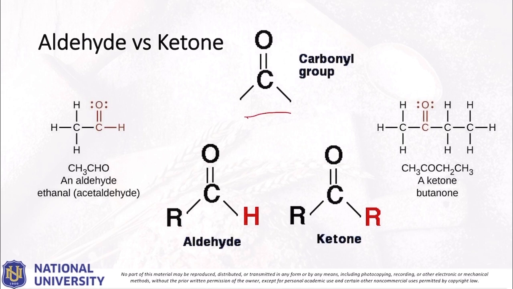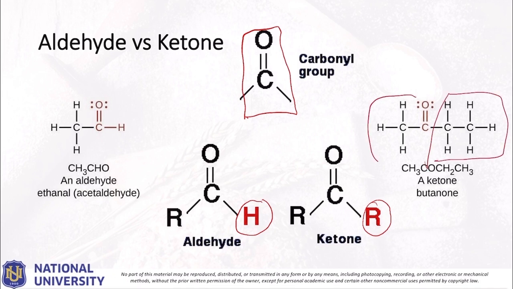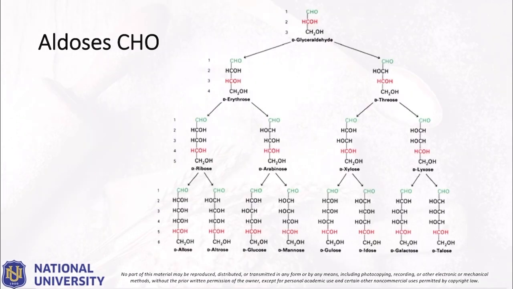This is the carbonyl group. So, aldehyde, hydrogen; ketone, another hydrocarbon is attached. Okay? So, aldehyde, hydrogen. So, these are the aldoses carbohydrates. Aldo means aldehyde, no? Oses meaning sugar. So, these are aldehyde sugars. This is an open chain.